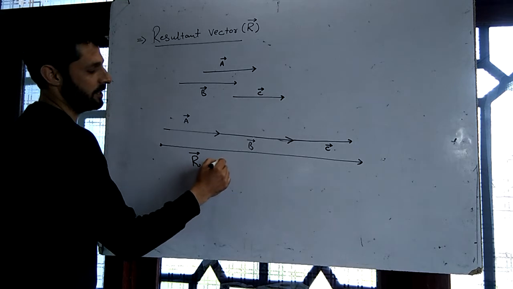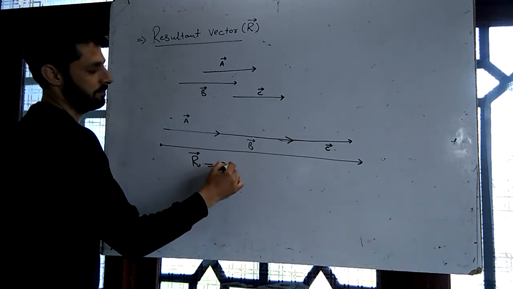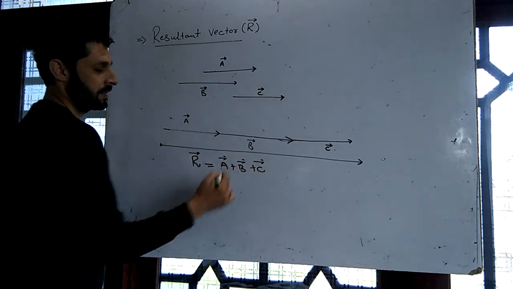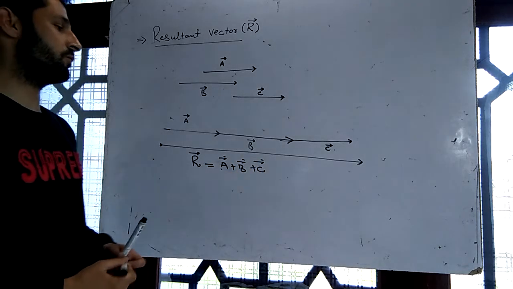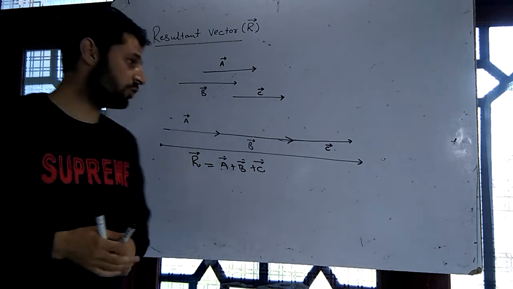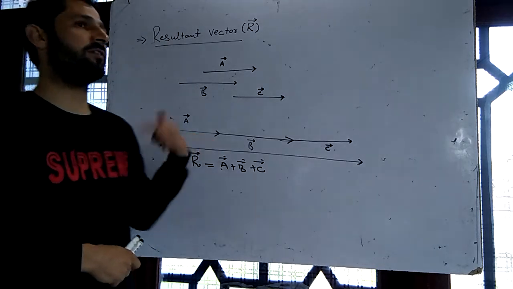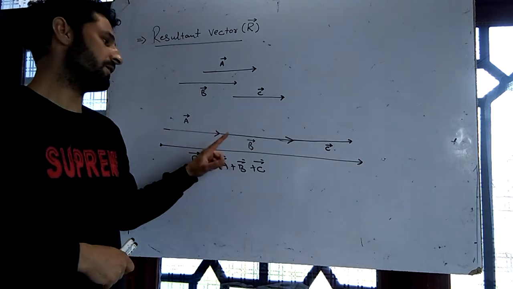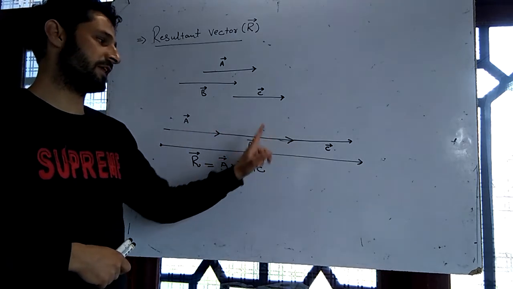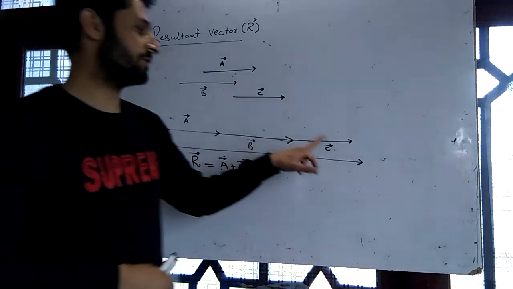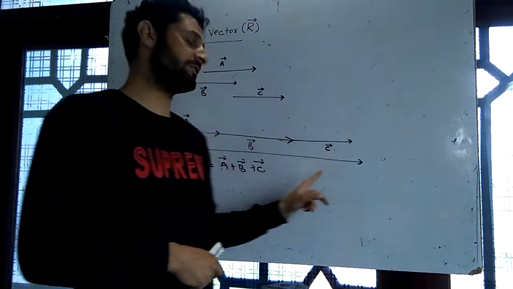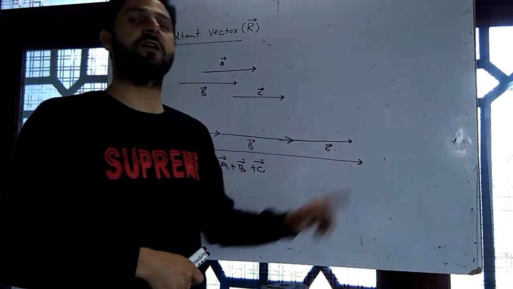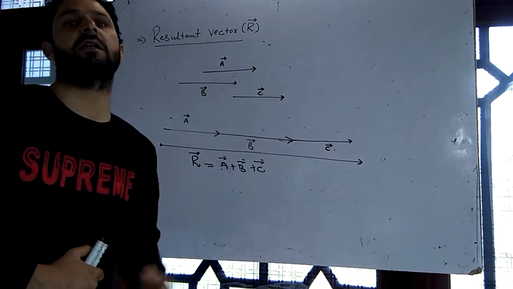It is A plus B plus C. This is the resultant vector. So when you are going to follow the general rule, you have to join the tail of one vector with the head of another vector. Tail of second vector with the head of first vector. Tail of third vector with the head of second vector. And tail of fourth vector with the head of third vector. Then a single vector drawn from the tail of the first vector to the head of the last vector gives the resultant vector geometrically.